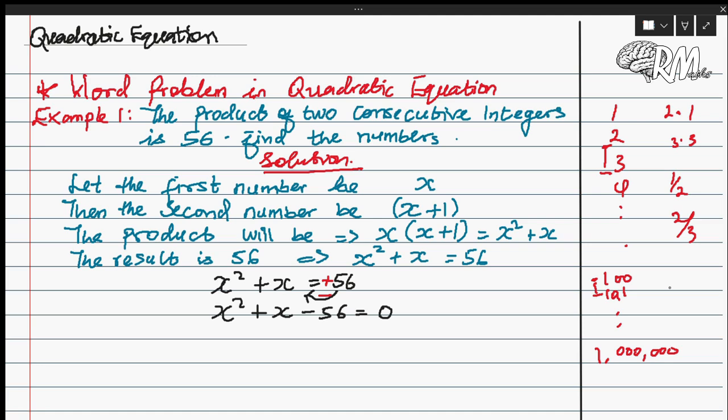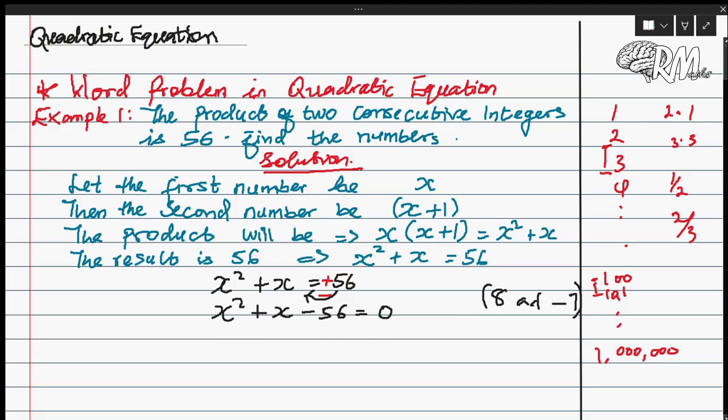So our number will be 8 and minus 7. So these are the two numbers. If I multiply them, 8 times minus 7, it gives me minus 56, and 8 plus brackets minus 7, that is 8 minus 7, it gives me plus 1.